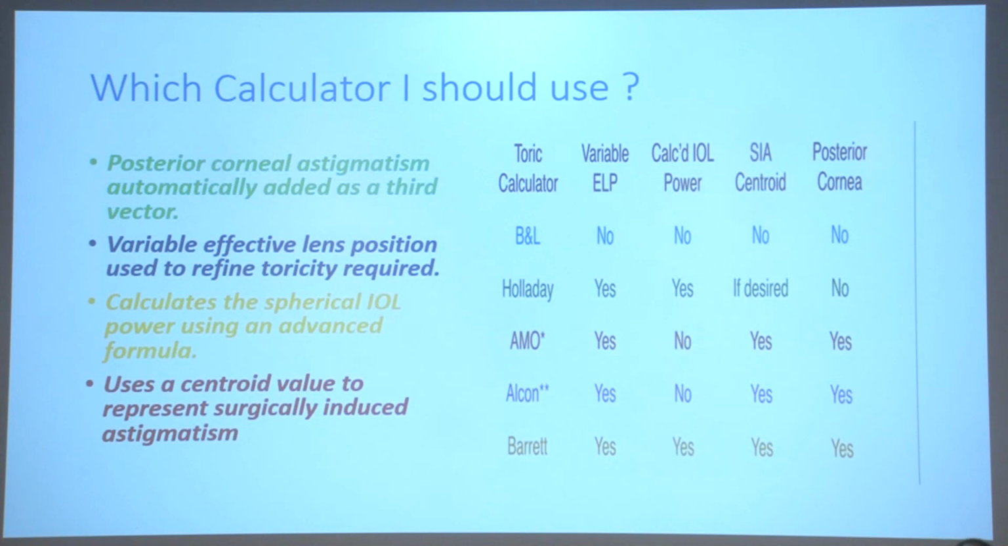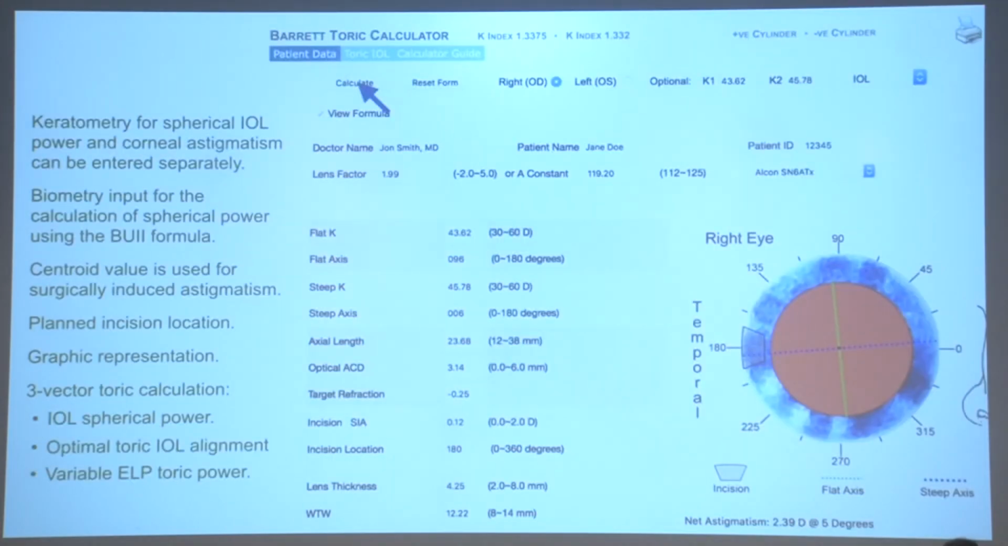So for an ideal toric calculator, what should we use? Total corneal estimation is automatically added as a third factor. That is the first thing. Second, variable effective lens position, ELP calculation should be there in your toric calculator. The centered value has to be added, has to be effective in your toric calculator. And the calculator should give the spherical IOL power by itself. So rather than relying on your optical biometry and putting it in the toric calculator, if the toric calculator calculates the spherical power as well, that is considered the best part. The Barrett is one of the very good tools for that.